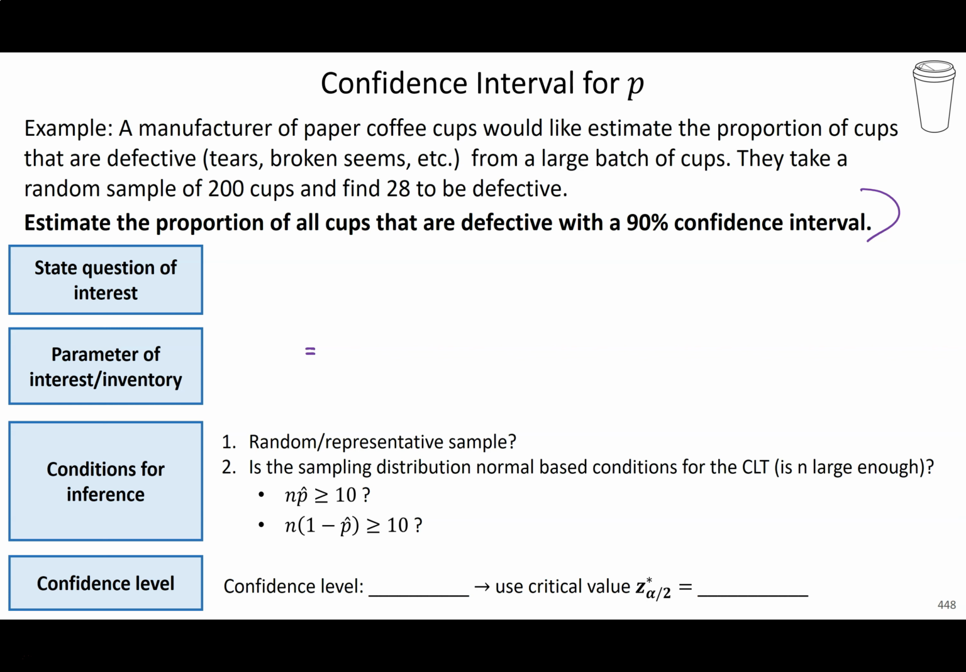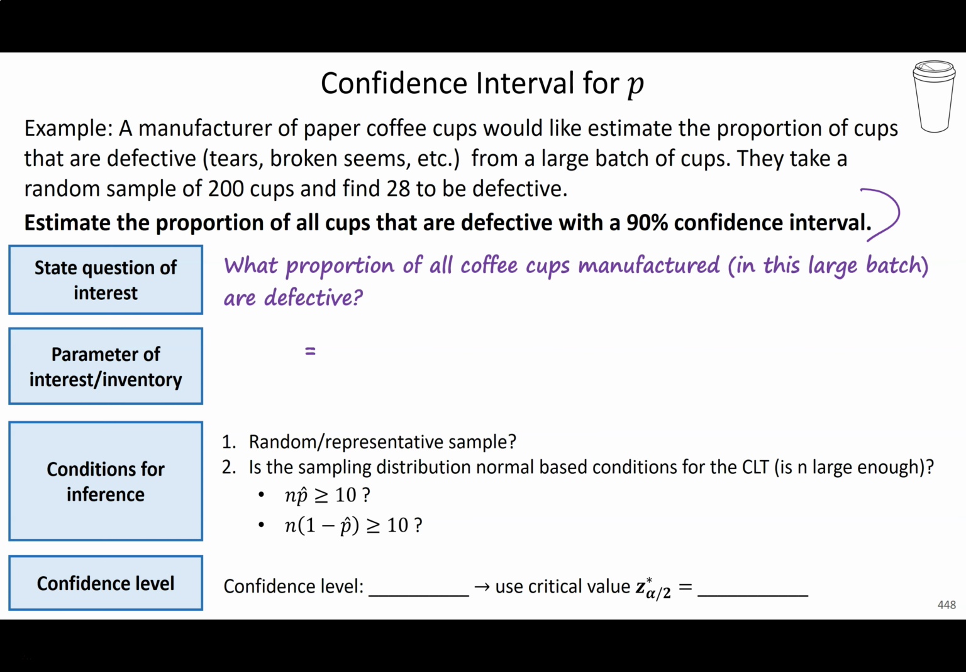So our steps, they're going to stay basically the same. We're going to have our question of interest. We're going to talk about our parameter of interest, take inventory. We're going to look at our conditions, state our confidence level, etc. It's going to be the same steps, really. So for our question of interest, I did have this typed out. It's probably better than listening to me awkwardly try to write it out. So what proportion of all coffee cups manufactured in this large batch are defective?